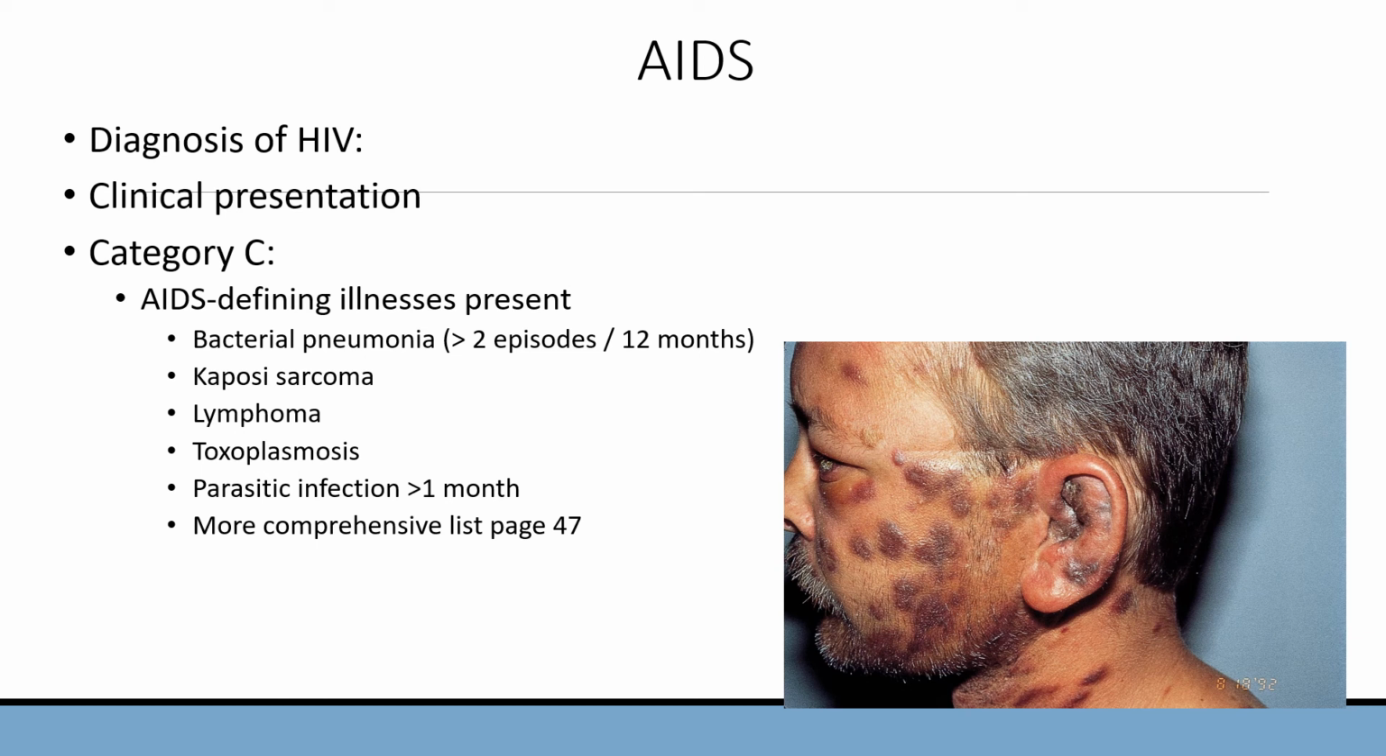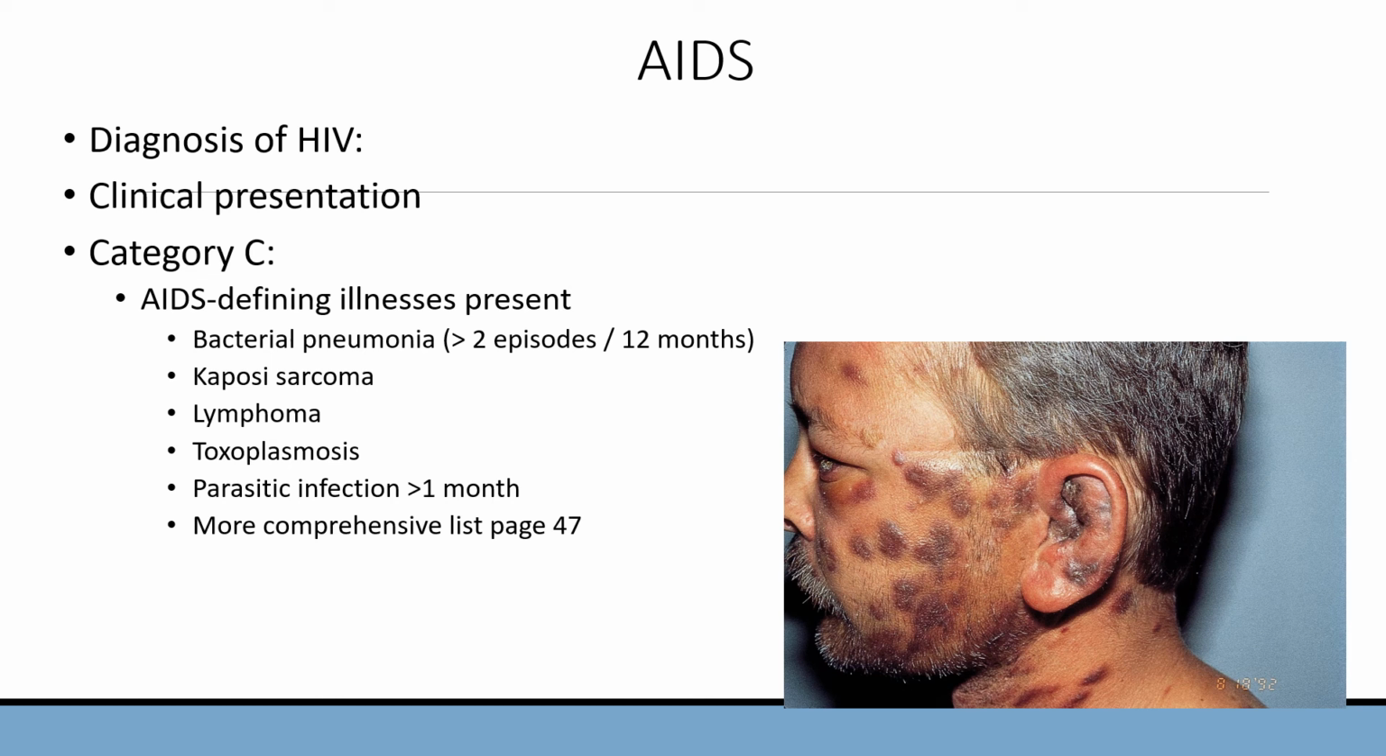Cytomegalovirus disease, encephalopathy, tuberculosis, and so on. But you see what we're getting to here. We're getting to this increased risk for infections. It's not the HIV that's killing you. It's the progression of your immune system becoming less and less effective that's resulting in all these conditions.